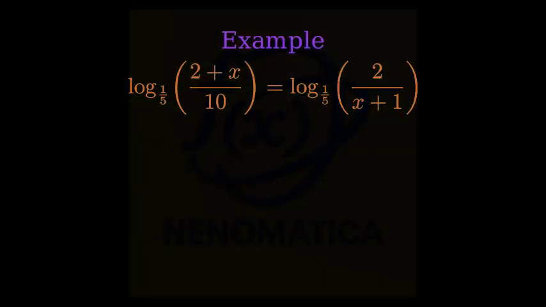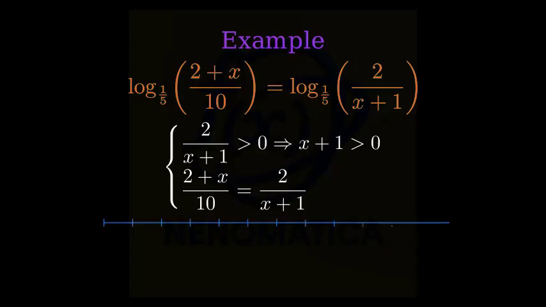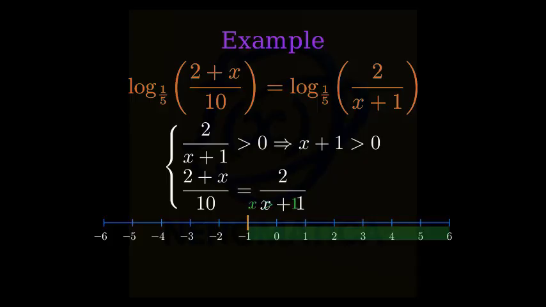Step 1. For logarithms, equal logs with the same base imply equal positive arguments. That gives an equivalent system, argument positivity and argument equality. We require 2 over x plus 1 to be positive, which means x plus 1 is greater than 0, and we set the two arguments equal. Step 2. We now focus only on the equality of arguments.